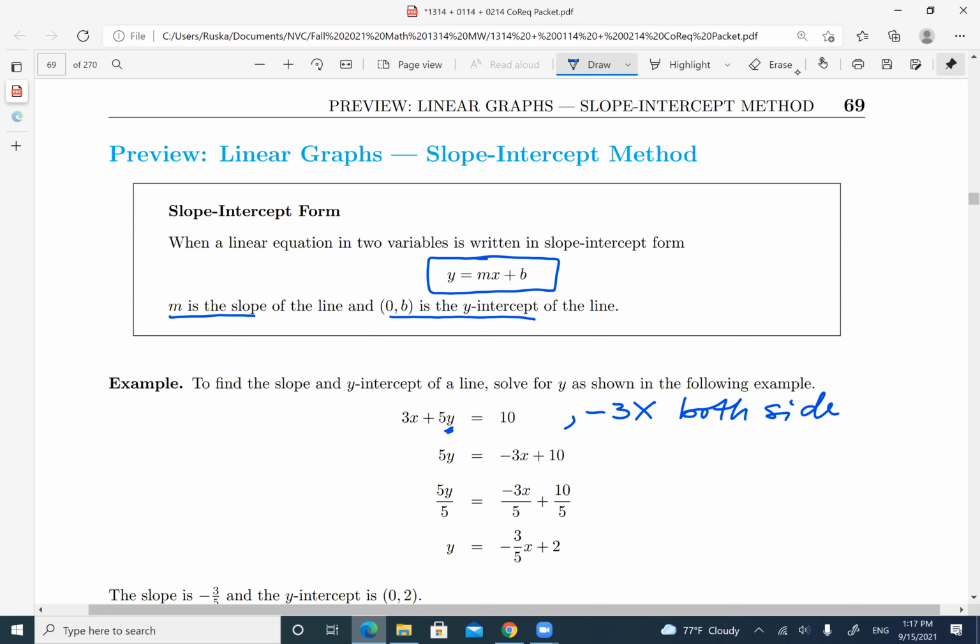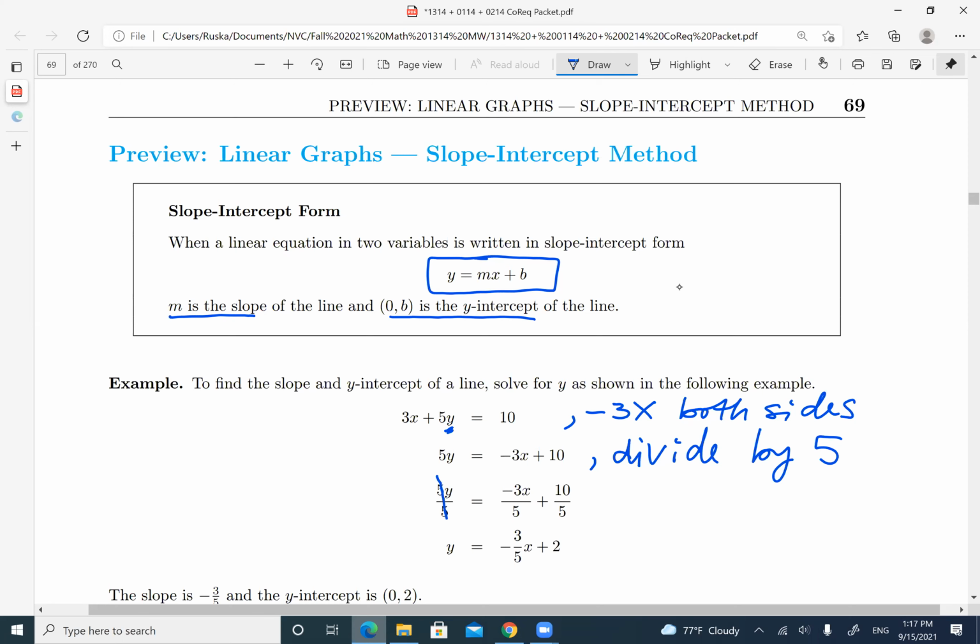I'm just writing what you do in the steps. For the next one, you're going to divide by 5. When you divide by 5, you divide everything by 5, and then you reduce, simplify. 5 divided by 5 is 1, so y equals negative 3 over 5 x. 10 divided by 5 is 2, plus 2.